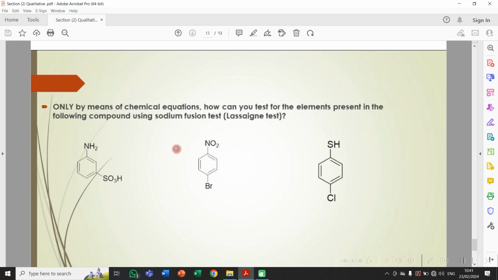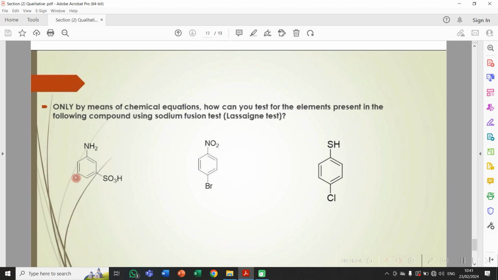Okay, let's see. This is the type of questions that will come in the exam. In the exam, I will give you a compound like this. I will tell you by means of Lassaigne test, or sodium fusion test. This means Lassaigne test or sodium fusion test will only detect nitrogen, sulfur, or halogen. There is no need to detect the carbon and hydrogen because Lassaigne test has no relation with them. So when he tells me in the question to use Lassaigne test, I only search for sulfur, nitrogen, or halogen.